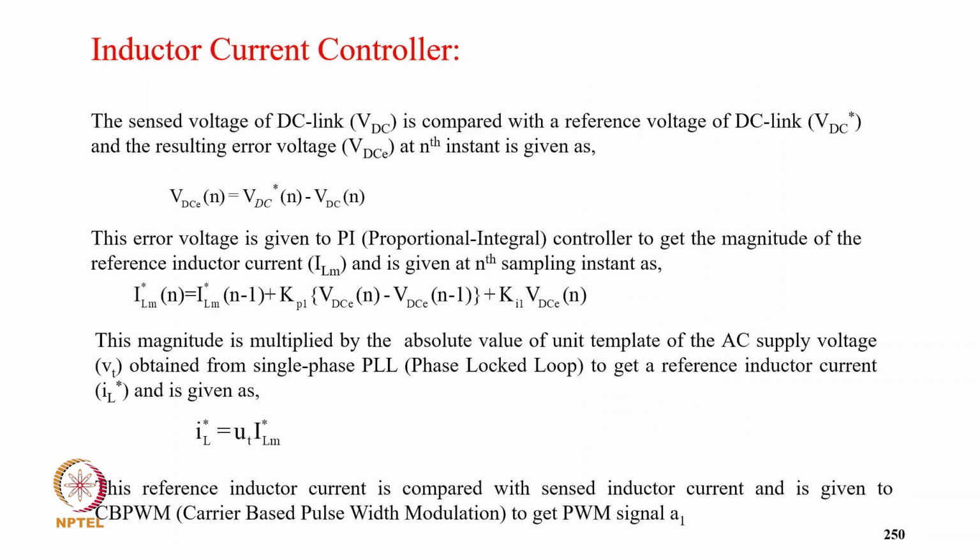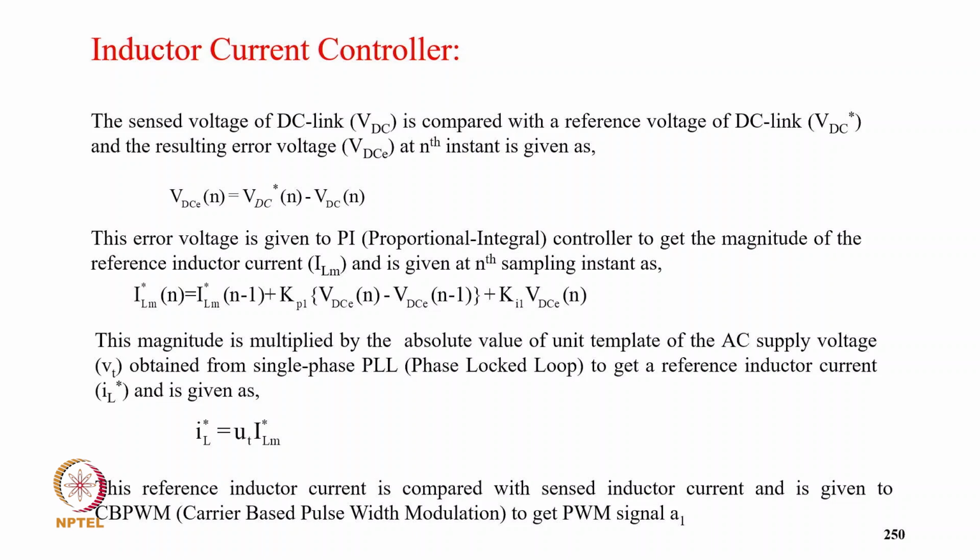So coming to the inductor current controller, the sensed voltage of the DC link is compared with the reference DC link voltage, and the resulting error voltage at the nth instant is given as V_DC_e equal to V_DC* minus V_DC. This error is given to a PI controller to get the magnitude of the reference inductor current I_L_m, and is given to the sampling instant.